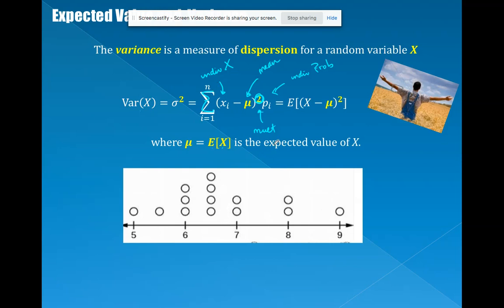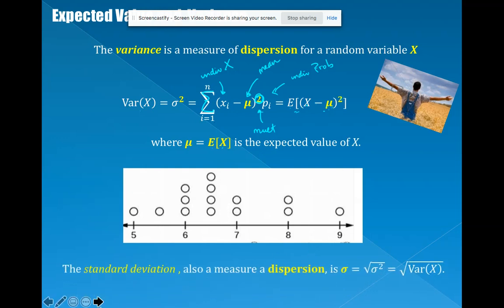Capital sigma, that's the expected value of every individual x minus the mean squared. I'm going to add all of those up. The standard deviation is not the variance. The standard deviation, though, is the square root of the variance, which takes that number that you've artificially dealt with by squaring and undoes it. So the square root of the variance gives you a better idea of the actual spread, and that's where standard deviation comes from.